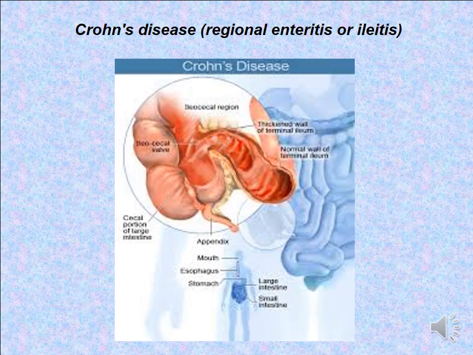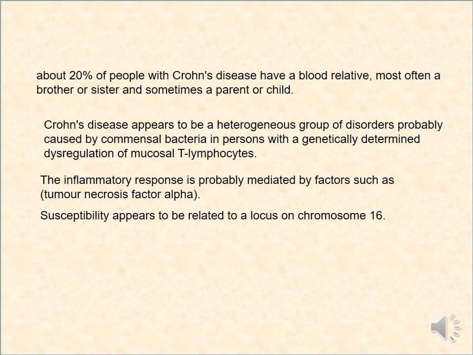Now the disease is Crohn's disease, the regional enteritis or ileitis. What is Crohn's disease? About 2% of people with Crohn's disease have blood relatives with it, most often a brother or sister, and sometimes a parent or child. So it is a genetic transmission.